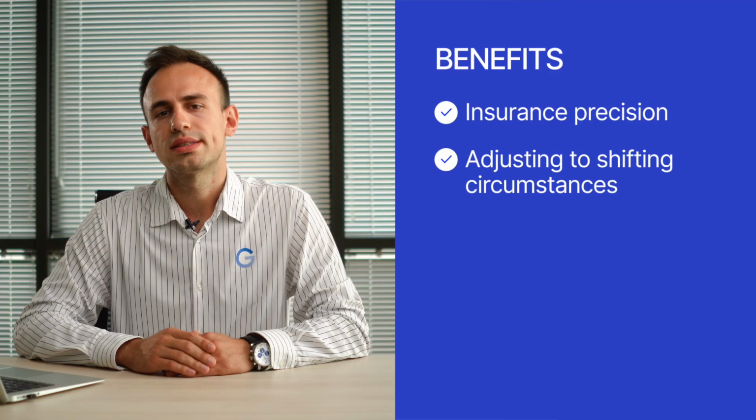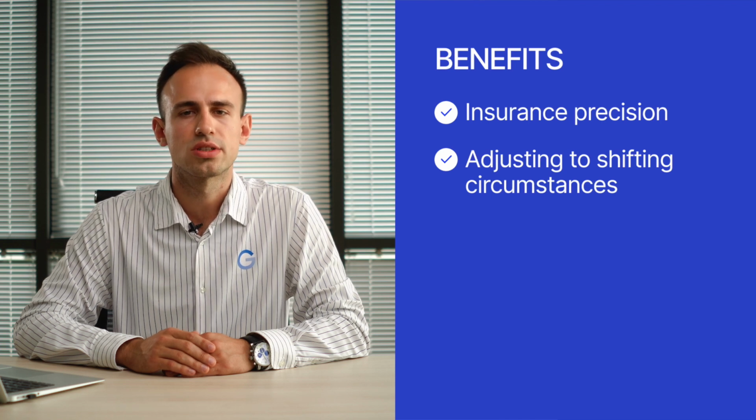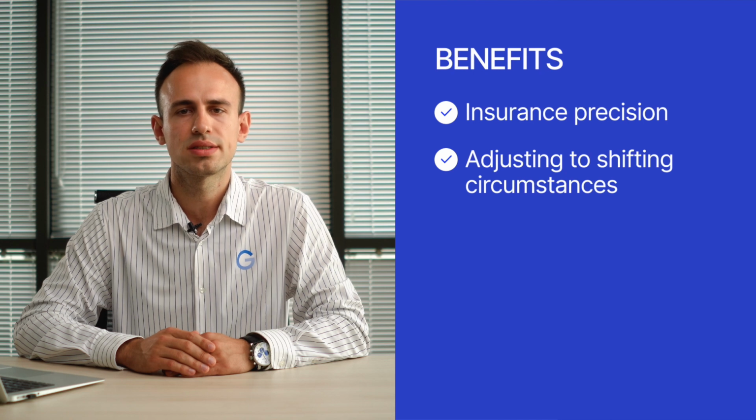The second one is adjusting to shifting circumstances. The business landscape is always changing, and elements that influence predictions can vary over time. Actively monitoring our models lets us adjust to these shifts by updating and retraining our models to pick up on new trends or relationships. This way we can make decisions grounded in the latest insights.